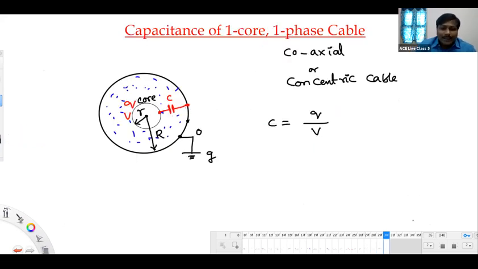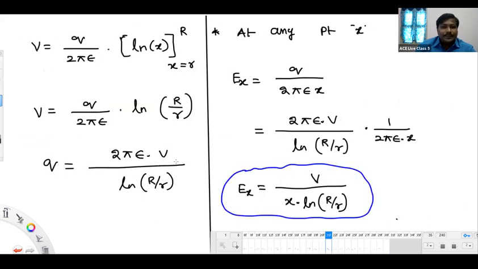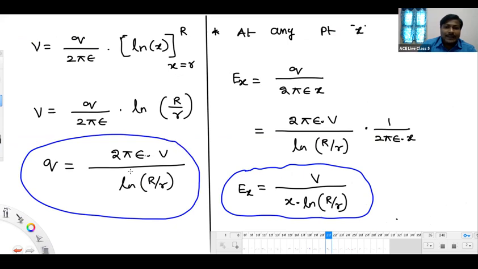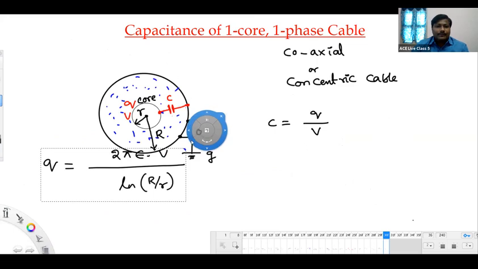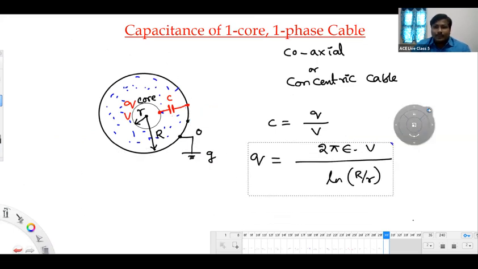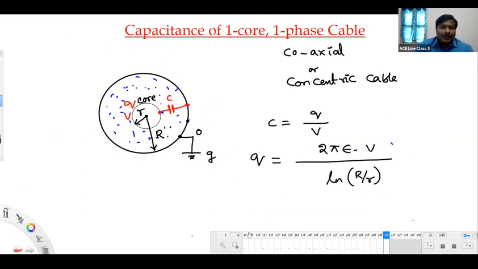So what is the relationship between Q and V? We have derived this: Q equals 2 pi epsilon into voltage by ln of capital R by small r. From this expression only, you can write the capacitance formula.